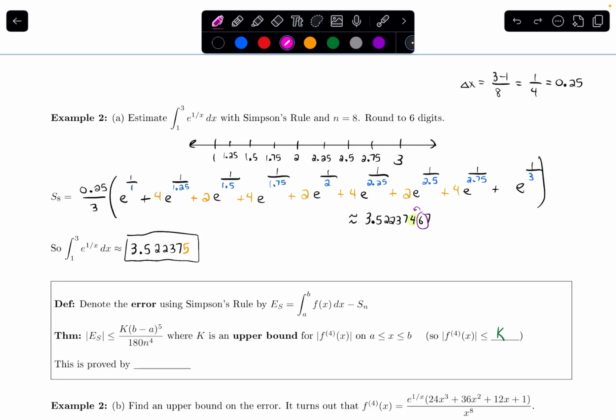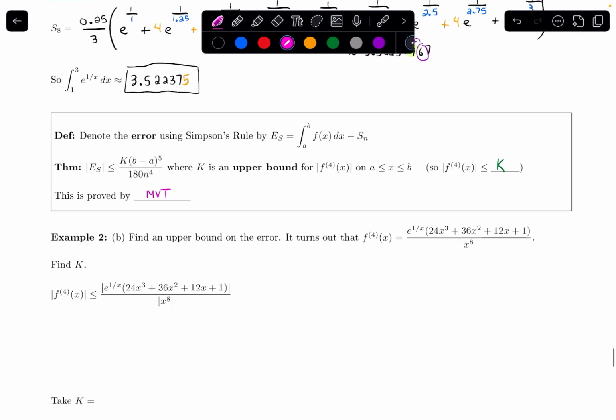I'm not going to prove this, but if we did need to, we can prove it with the mean value theorem. I'm going to focus more on applying it with an example. All right, so how do we use this? Let's do an example. For that same example, let's find an upper bound on the error. To be able to use this theorem for the upper bound, I need to first find k, which is an upper bound for the absolute value of my fourth derivative.